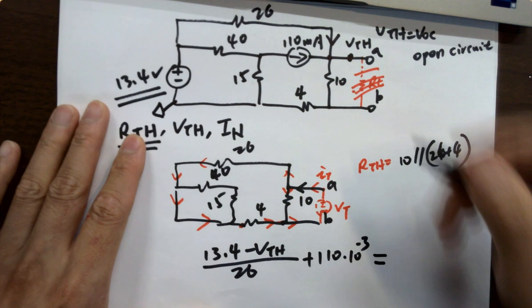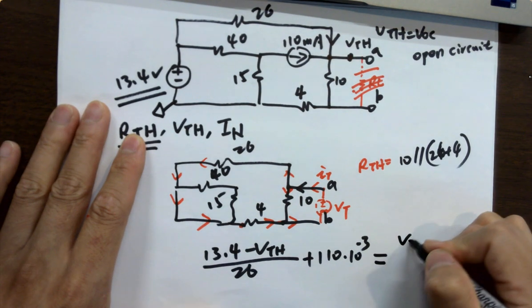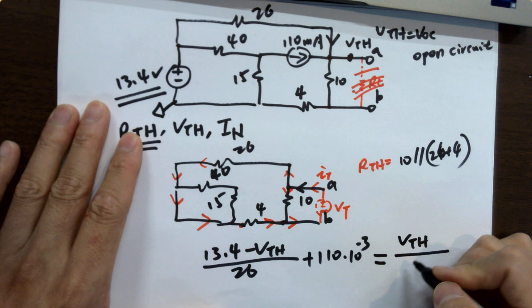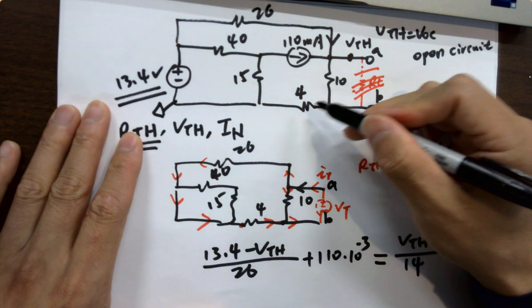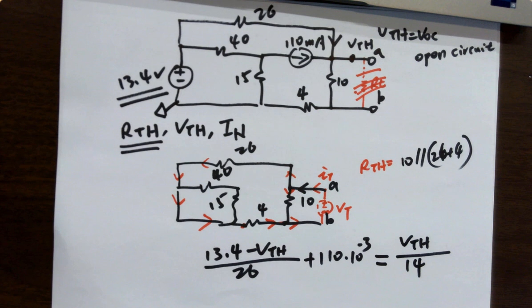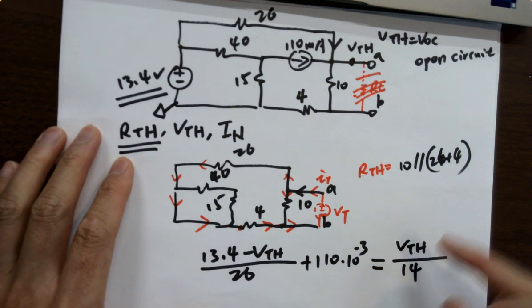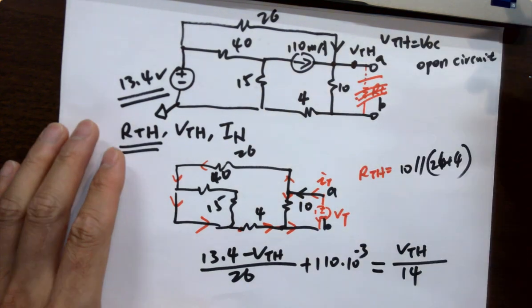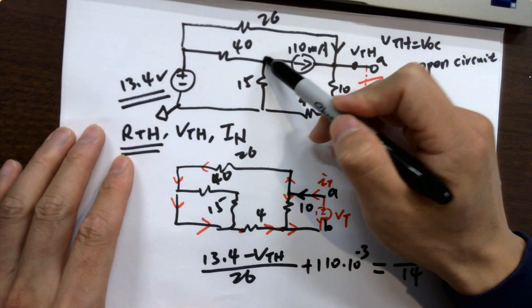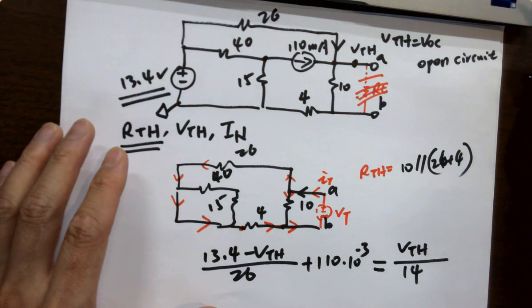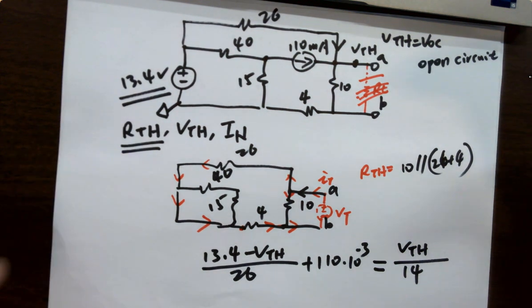This equals what? VTH over what? 10 plus 4, 14. How many variables, how many equations? One variable, one equation. You can get VTH solved very quickly. So you don't even need to assume a voltage here. You don't need it. Just for this case.